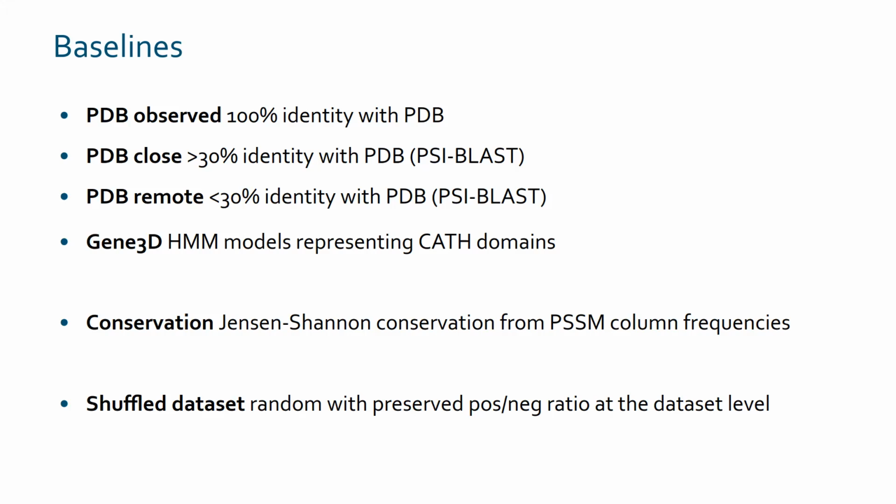And the other idea is that since you know more or less what the disorder content is at the dataset or proteome level, you may want to simply assign 30%, for example, of the positions as disordered and shuffle the entire dataset and see how the method performs.